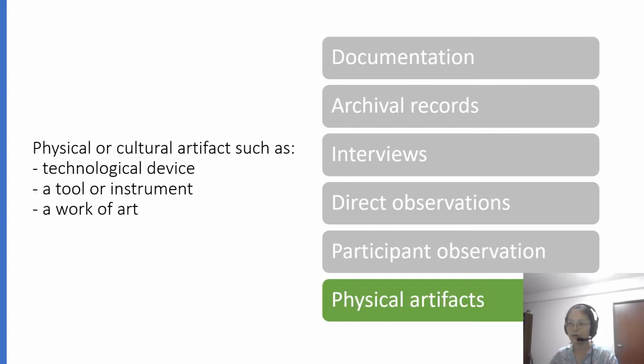So the final source of evidence is physical or cultural artifacts, such as a piece of technological device, a tool or instrument, or a work of art. It's not necessarily always there as a source of evidence for common case studies, but when it is, sometimes it can play a very important role in analyzing the phenomena of interest to the research.